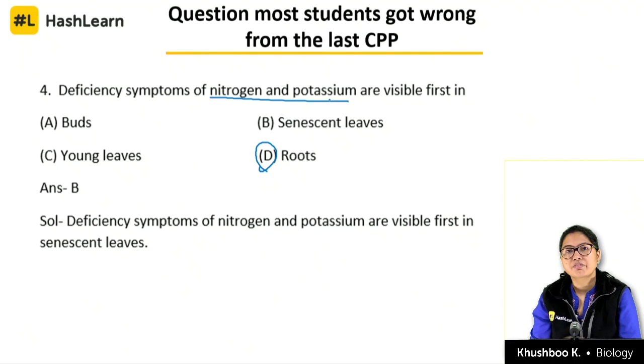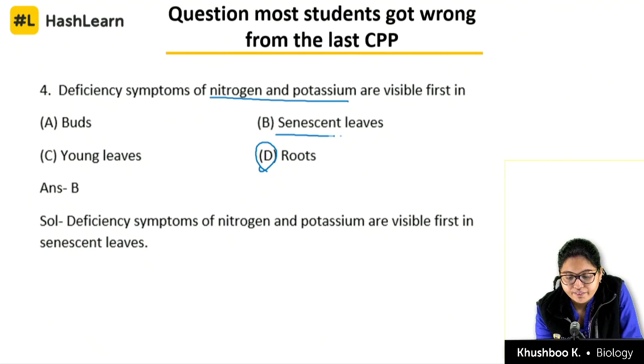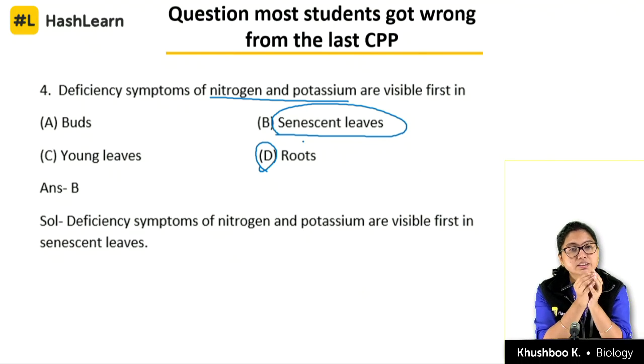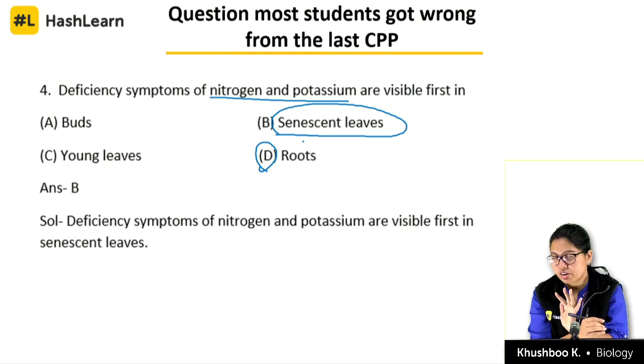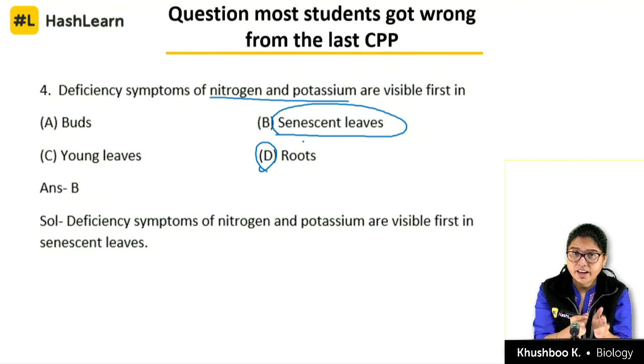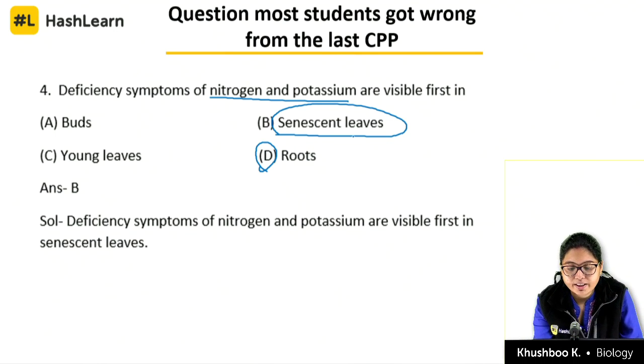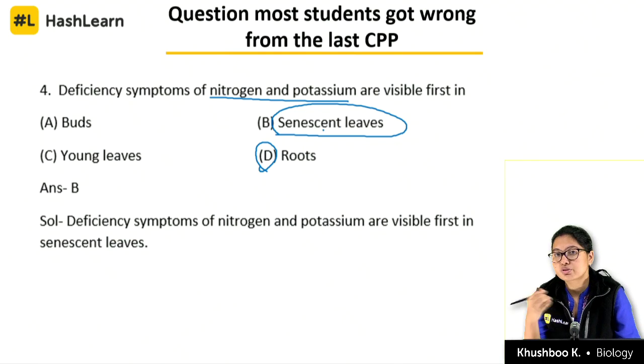So nitrogen and potassium are very much mobile nutrients, and since they are mobile nutrients, their deficiency will be first observed in the senescent leaves, that means the leaves which are dying. Because I have explained this in the previous class also, that the young leaves are the progeny, so they will be taken care of first. That is the priority of any organism, not only plants. They will try to keep and protect that particular part of the plant, and that is why the nutrients will move from old leaves to new leaves.